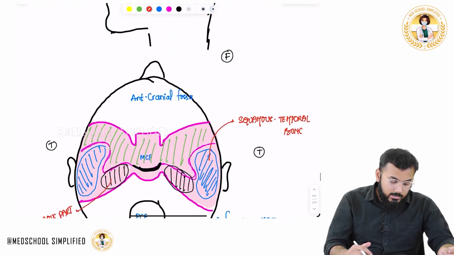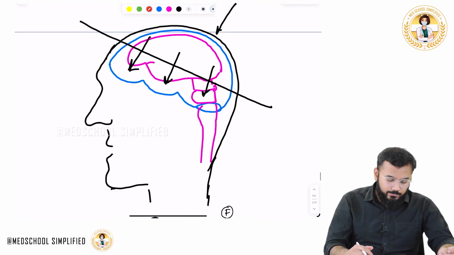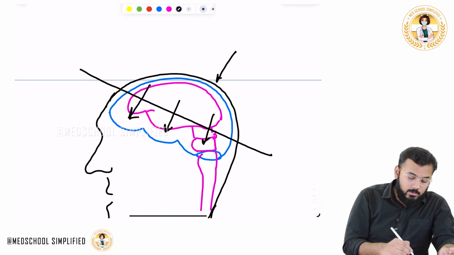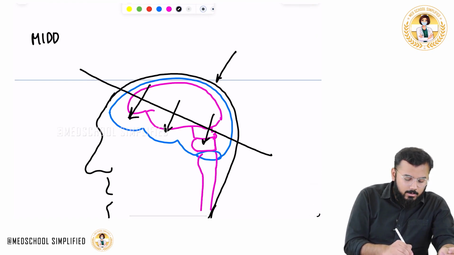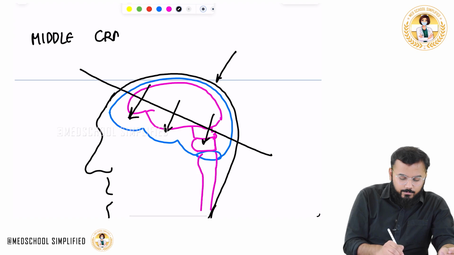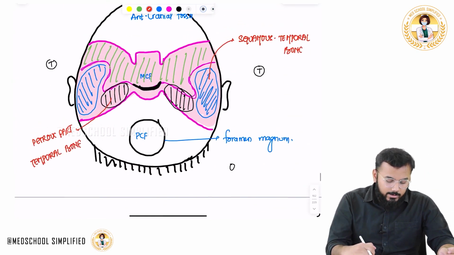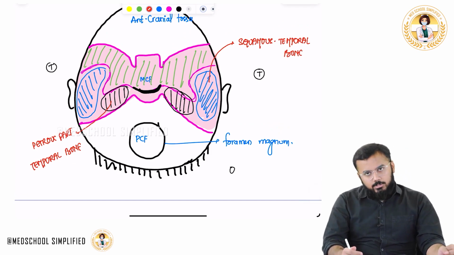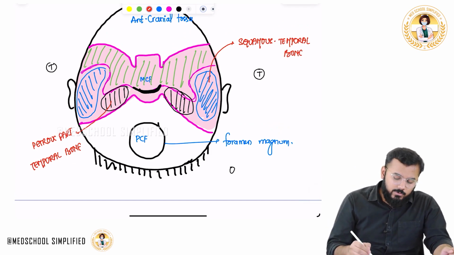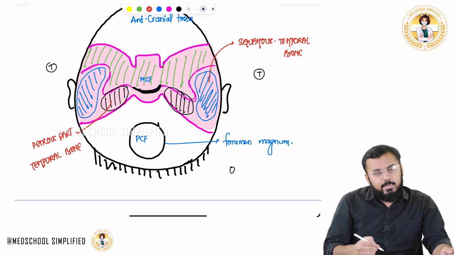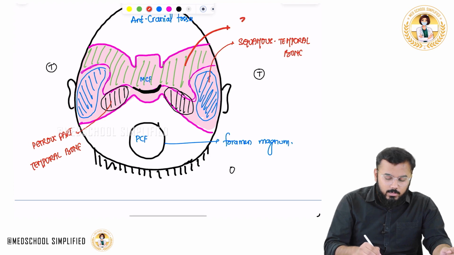So we started our discussion with the middle cranial fossa. Now within this middle cranial fossa, you have many important structures over here. These highlighted structures, the green lining which I have done here, this is called your sphenoid bone. So this entire bone over here is called your sphenoid bone.